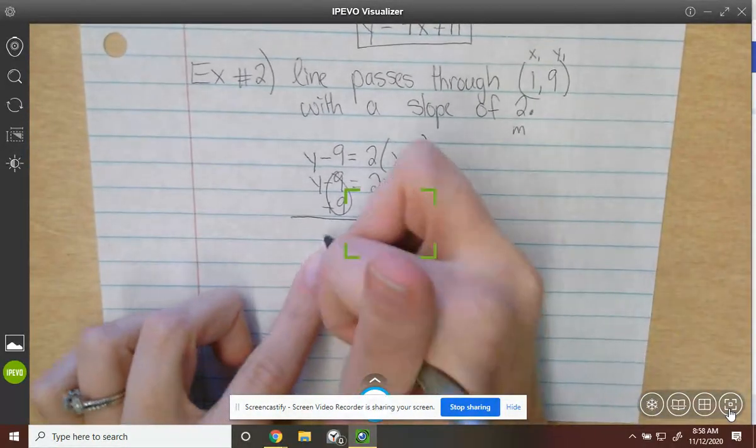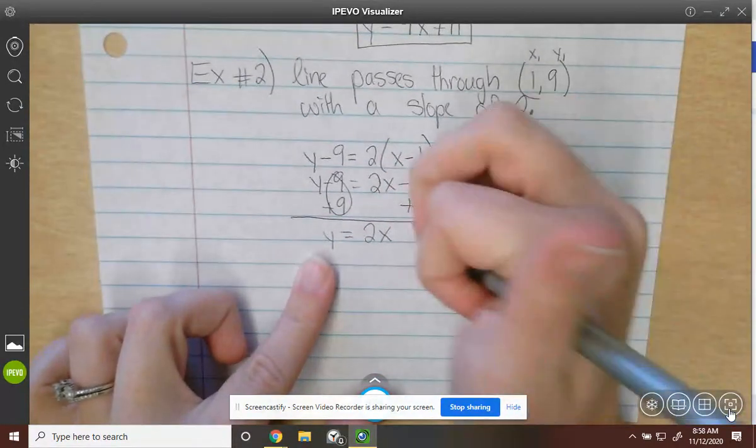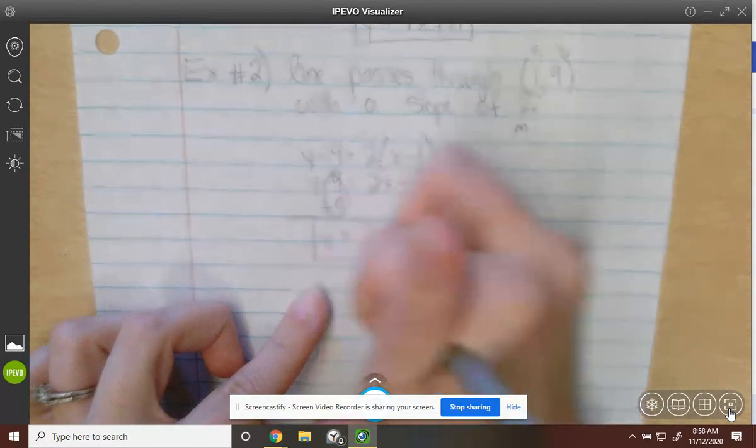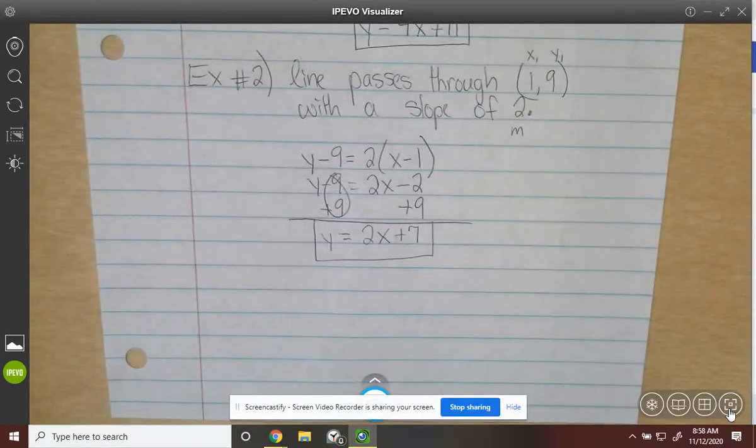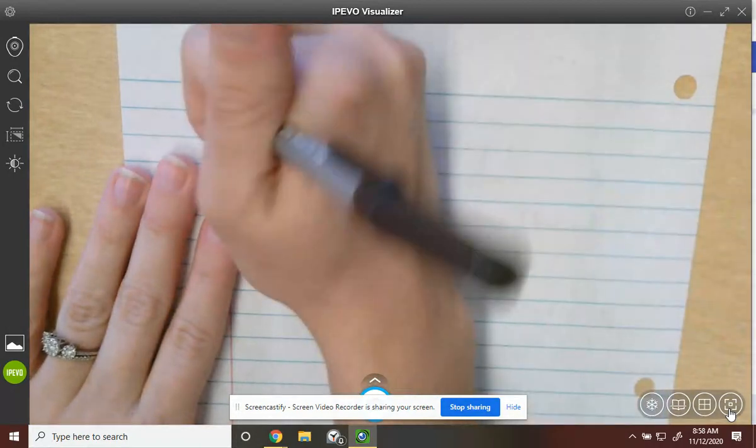So that leaves me with y equals 2x. 9 minus 2 is a plus 7. All right, so that's it for step 1. Now we bump it up just a little bit.